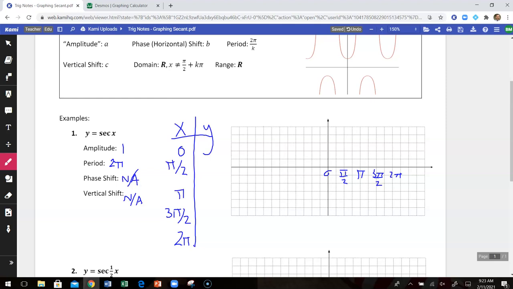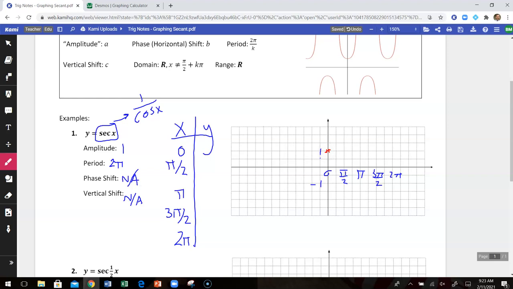What I'm going to do is understand that secant is the reciprocal of cosine. So if I think about that, I'm going to plot the points as if this were cosine. Let me stretch this out a little bit. Let's make that 1 and let's make this negative 1. If this were a cosine curve, it would start at the top, so I'm going to put a point here.